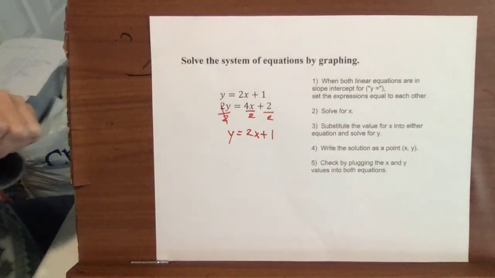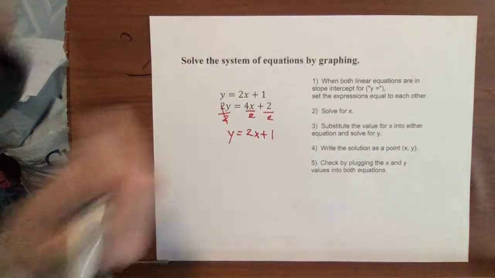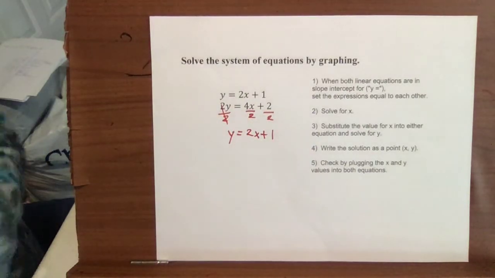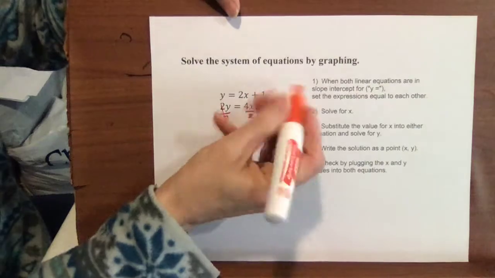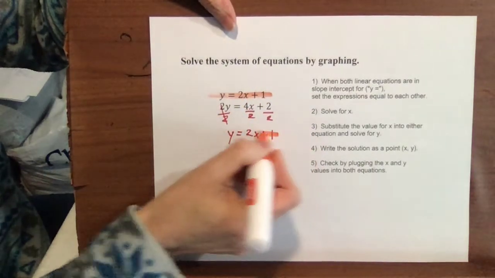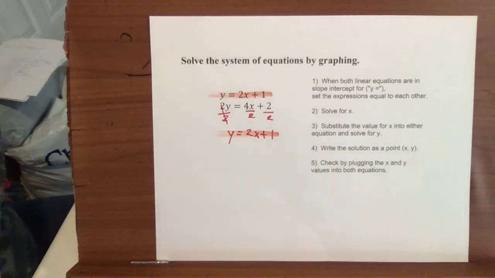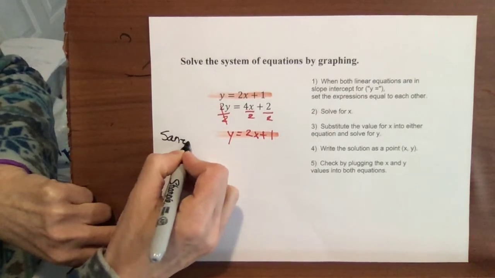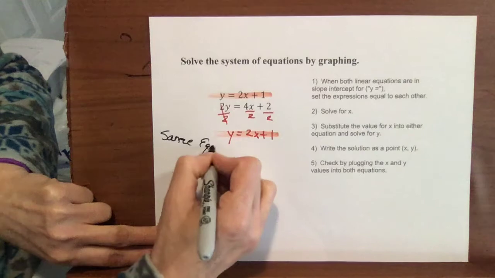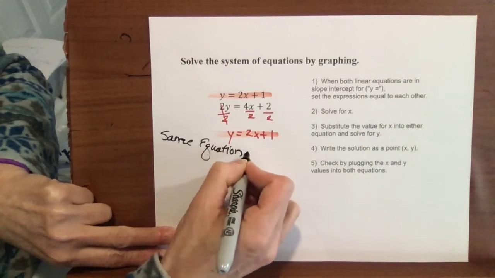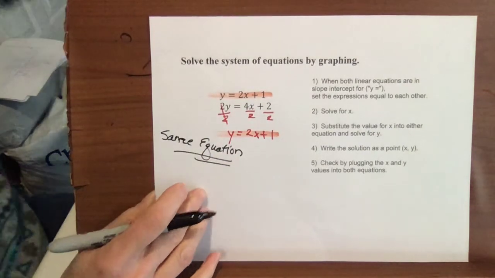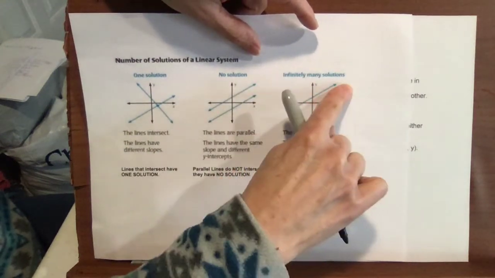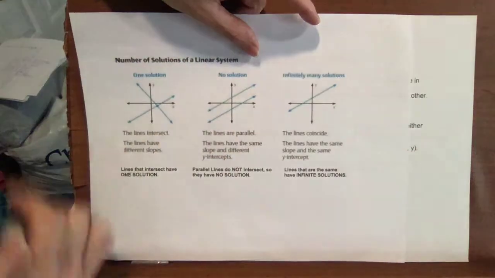And what do you notice? They are the same equations. All right, so here's our first equation. Here's our second equation, and they are identical. So they are the same equation. And if we remember from our visual, if we have the same equation that overlies the other when you graph it, then you're going to have infinite solutions.